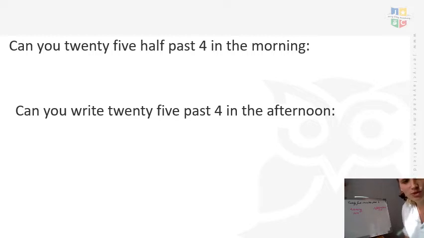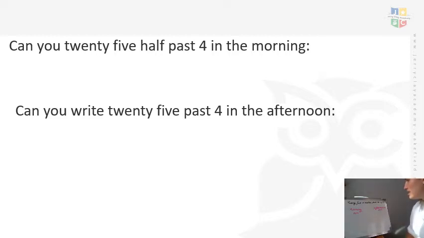So can you write 25 minutes past 4 in the morning and 25 minutes past 4 in the afternoon. So the first thing I'm going to do is I'm going to write it without doing it as AM and PM first. So let's have a look at my minutes first. So it says my minutes are 25 minutes past, so I can write it in. Now it says it's past 4, so I now know it is 4:25, which is the same as 25 minutes past 4.